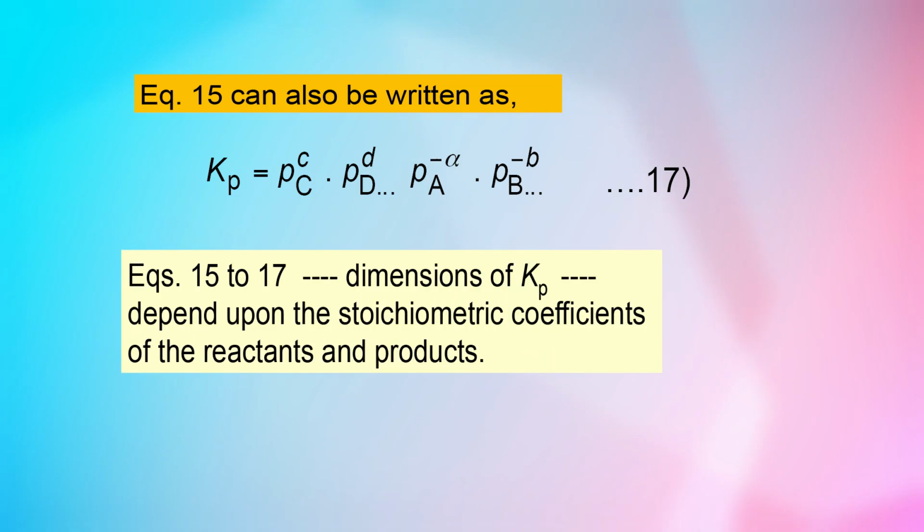Now, all these equations 15 to 17 which are shown here depend on the dimensions of Kp. They depend upon the stoichiometric coefficients of the reactants and products. Now, equation 15 we saw. Now, let us see that equation with this example. You remember this is equation 15, and now we are going to see an example regarding this.